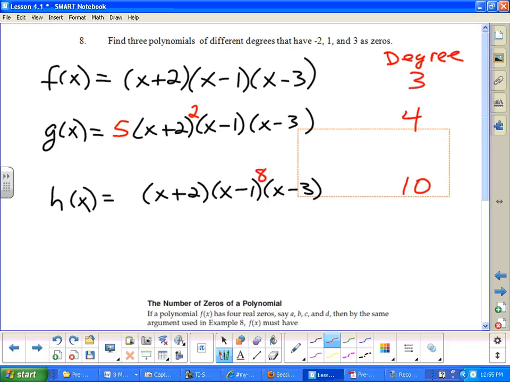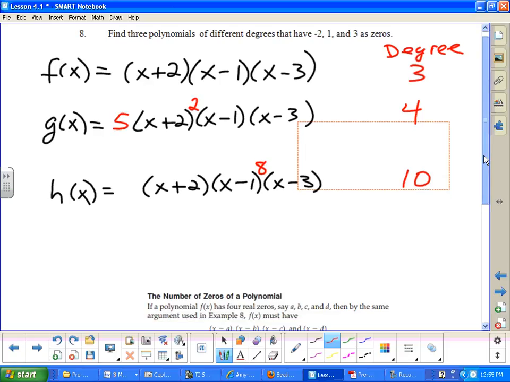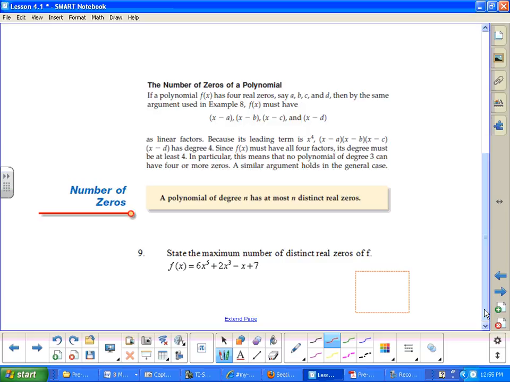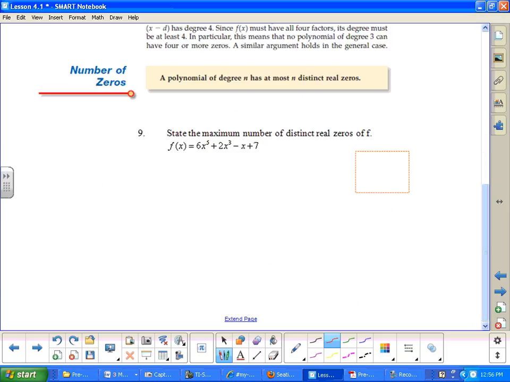All right, last one. Number 9. The number of zeros of a polynomial of degree n has at most n distinct real zeros. So the maximum number of distinct real zeros of f is 5. Oh, I think that might be easier than the last one. 5.